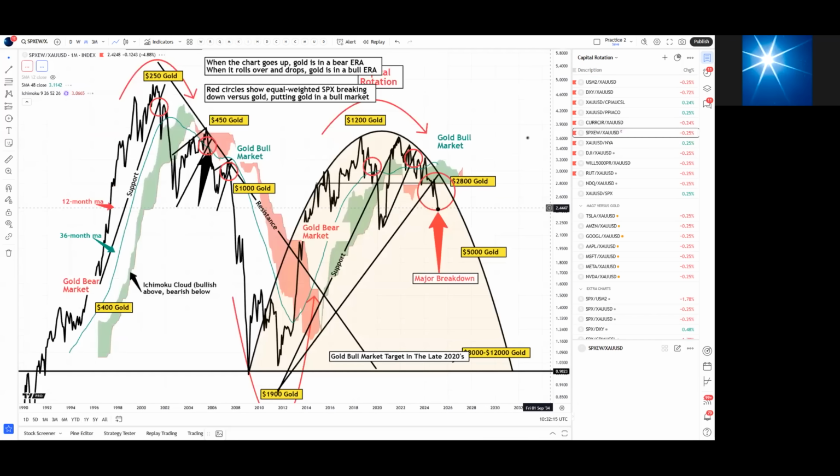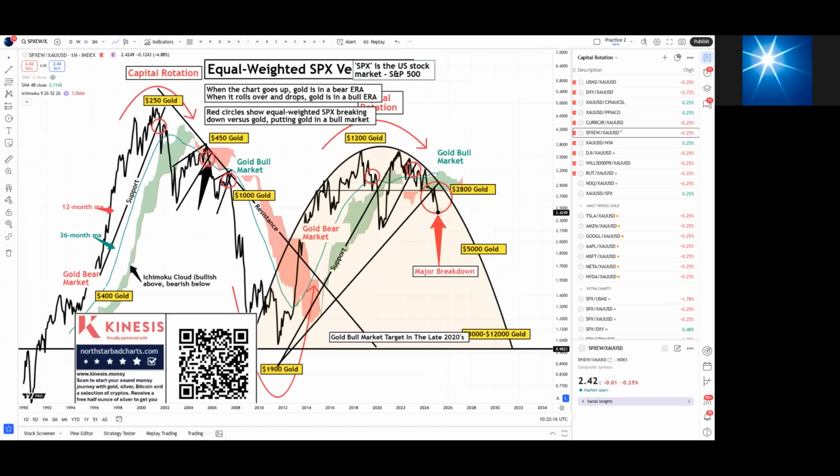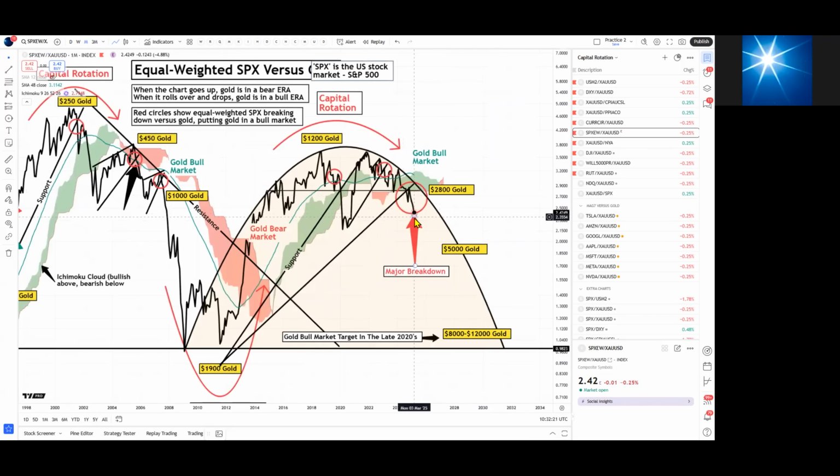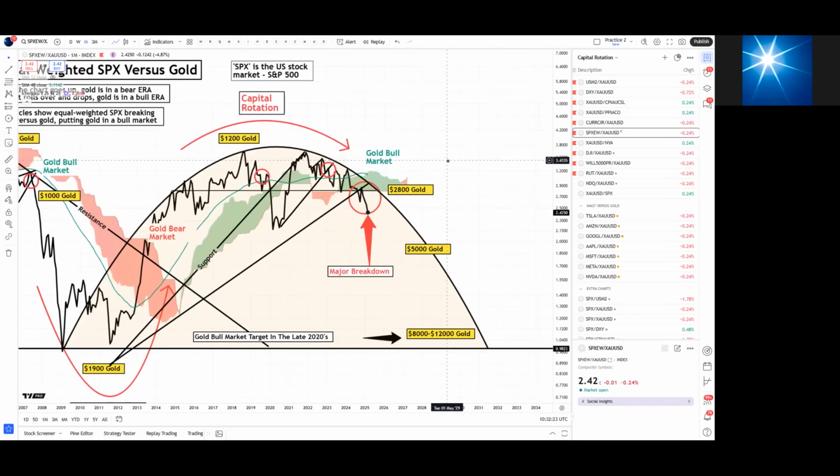Okay, the equal weighted S&P versus gold, very, very decisive breakdown for this chart, which means that gold is outperforming the equal weighted S&P. Capital has rotated away from the stock market and towards gold, and we're expecting $5,000 and then, let's say, $10,000 gold.